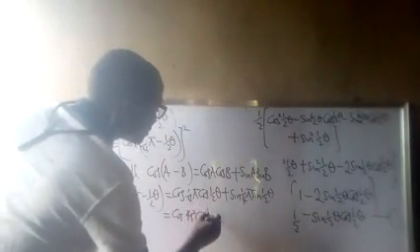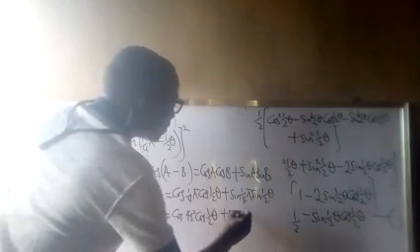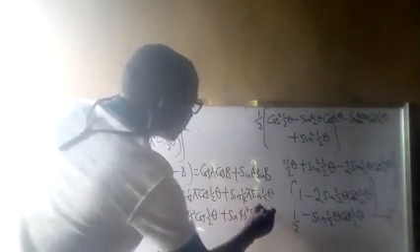Cos half theta plus sine 45 degrees sine half theta. Don't forget we said cos 45 degrees and sine 45 degrees have the same value. Therefore, this implies root 2 all over 2 cos half theta plus root 2 all over 2 sine half theta. Root 2 all over 2 is common, into cos half theta plus sine half theta.